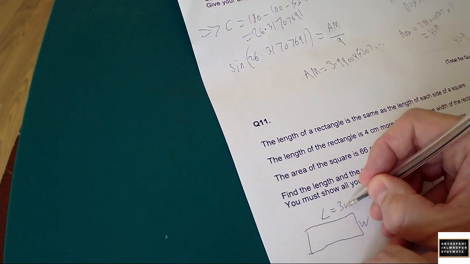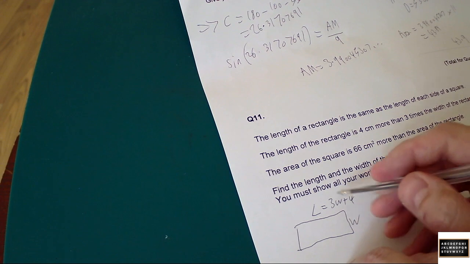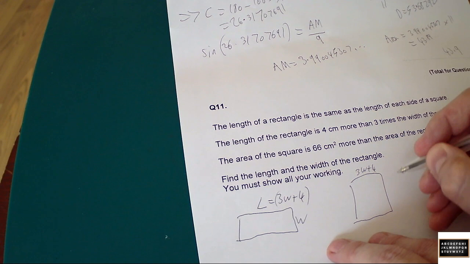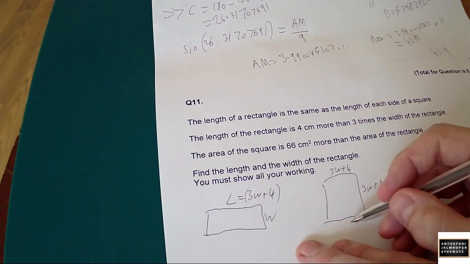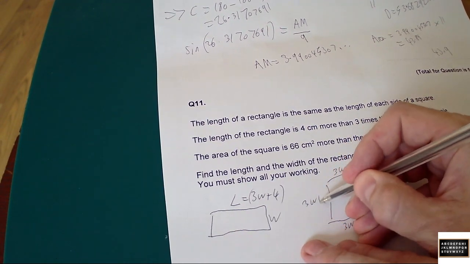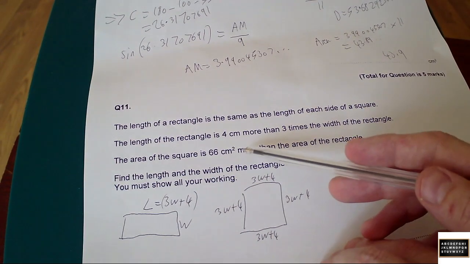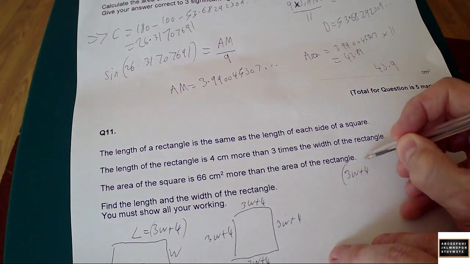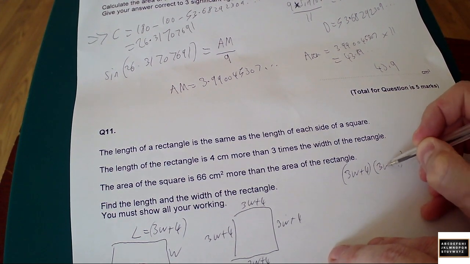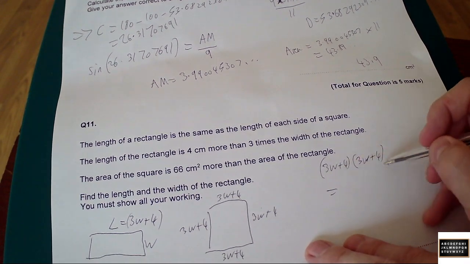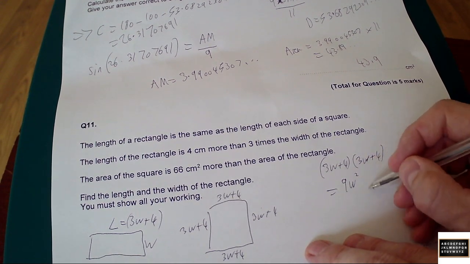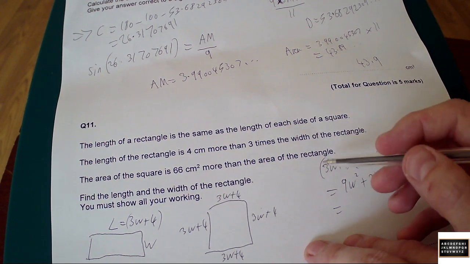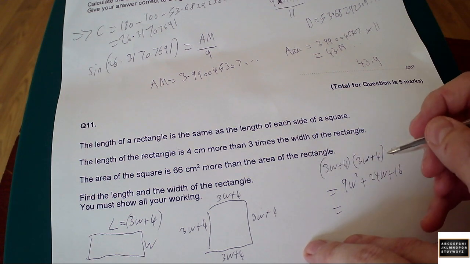So it's 3 times the width plus 4, so 3W plus 4, and we're told the side of the square is the same, so I'm going to use 3W plus 4, 3W plus 4, and so on, because we know it's a square. And we're told the area of the square is 66 centimeters more, so the area of the square would be this times this. So 3W plus 4 times 3W plus 4. Again, straightforward pairs of brackets to multiply, so 9W squared plus 24W plus 16 is what you'll get when you multiply it out. We're told it is 66 more than the area of a triangle.